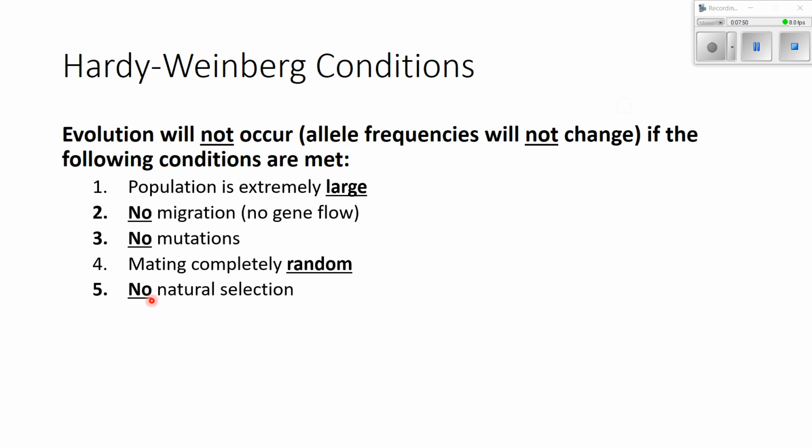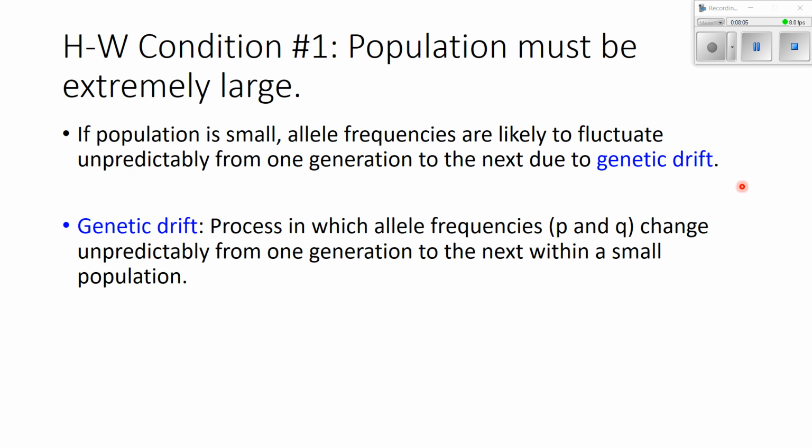Okay, so we're going to go back through these 5 conditions. We're going to go through them one at a time, and we're going to see how a violation of that one condition might contribute to evolutionary change. And we're going to start with number 1, which says that the population must be extremely large.